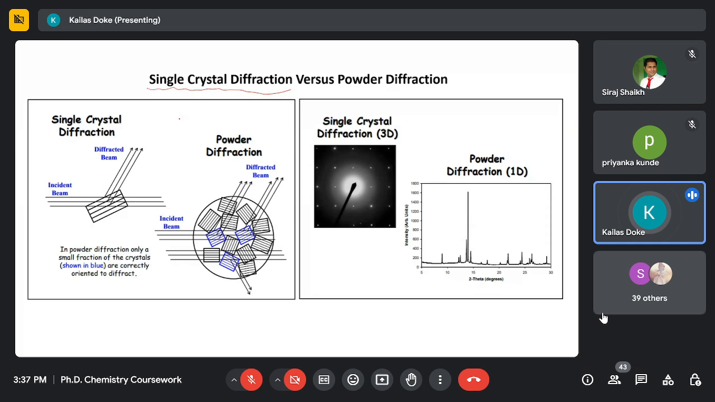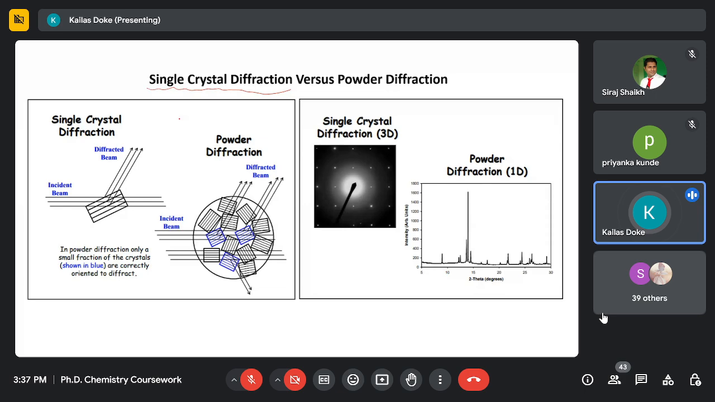And what is the diffraction pattern obtained in powder diffraction? In that powder material, a small fraction of the crystals are correctly oriented for diffraction, and we get diffracted beams from this particular pattern. This crystal, this crystal, this crystal have different orientations, so different powder orientations get diffracted at different angles.